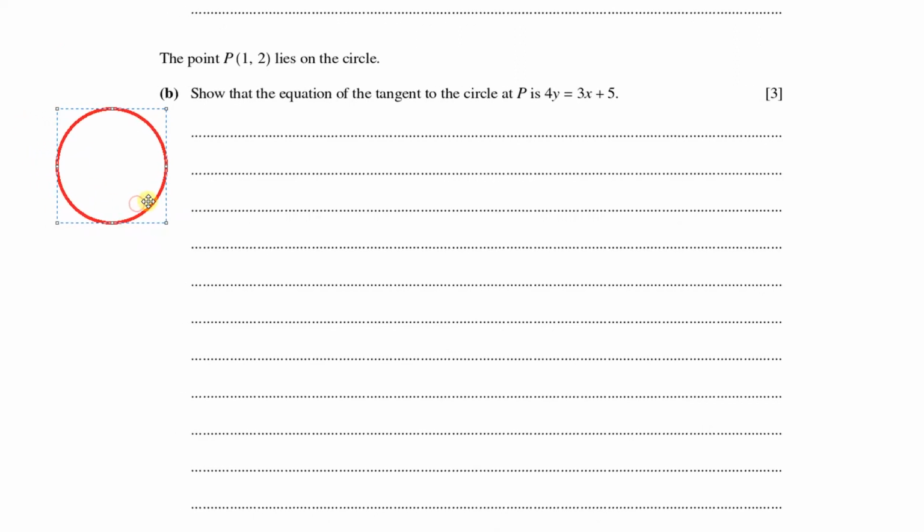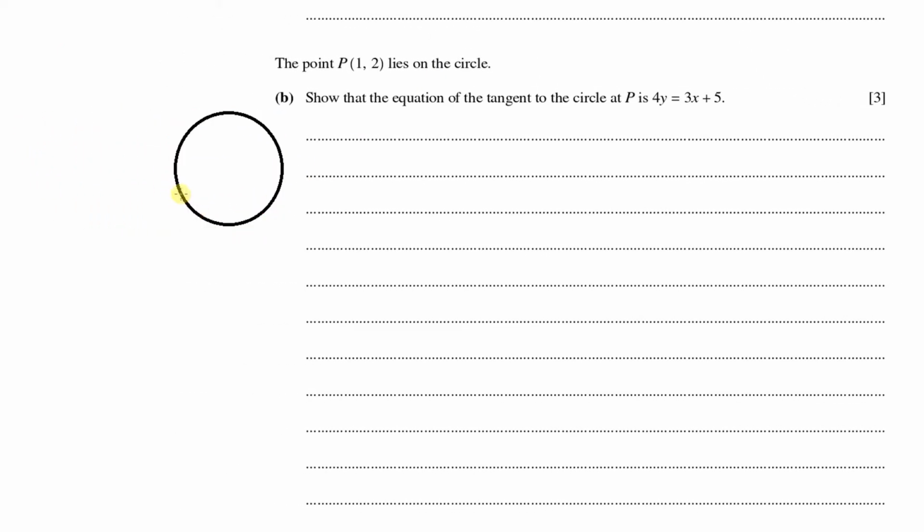So the situation here is like we've got a circle and we have a point here which I want to call P. So the coordinates of P we've already been given, and the question is saying there's a tangent at P to the circle. So the question is, show that the equation of the tangent to the circle at P is 4y is equal to 3x plus 5.